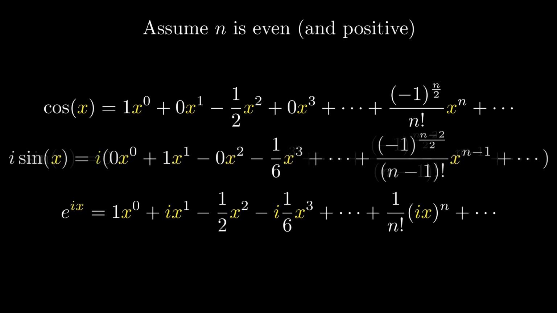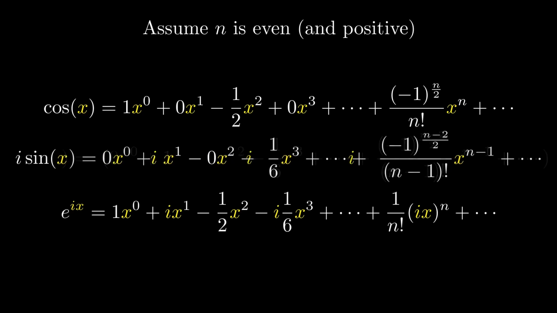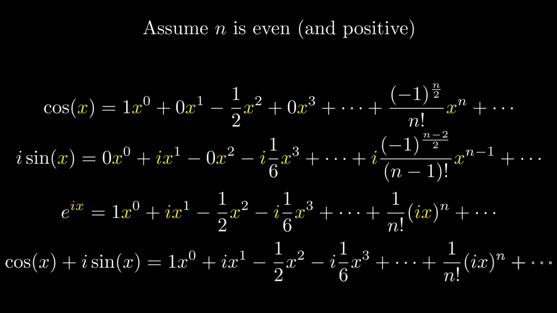If we multiply our sine expansion by i, and then add our cosine and i sine expansions, we get the following sum. Comment down below if you can figure out why the nth term is 1 over n factorial times ix to the power of n in the sum. If you're watching this after the 29th, there will be an answer in the description of the video.